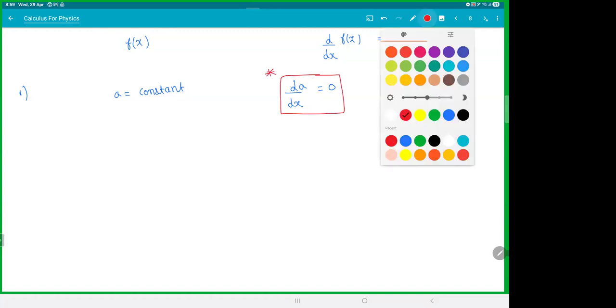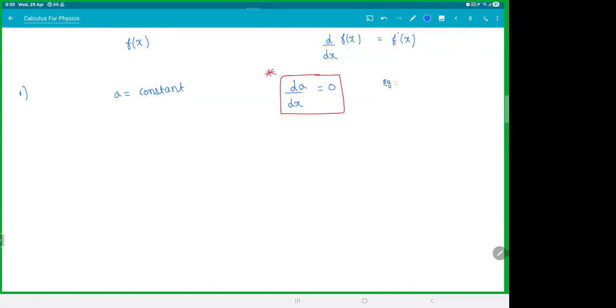Example. If I say d by dx of 3, which is a number, you get 0. If I say d by dx of pi, which is a constant, you get 0. So that is the first thing: if you differentiate a constant, you get a 0.